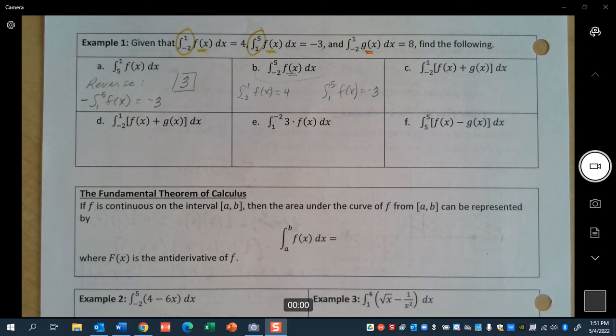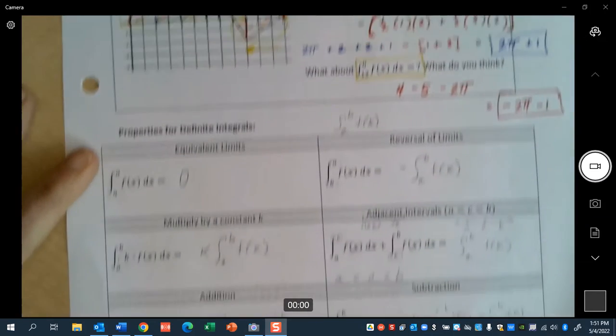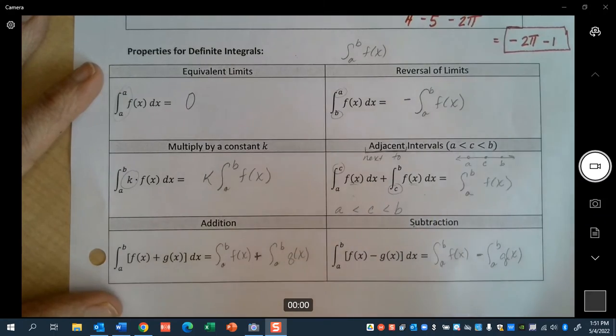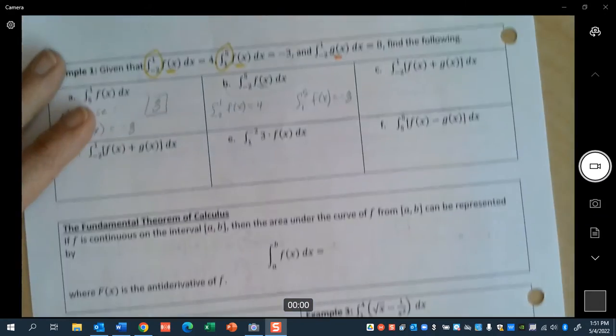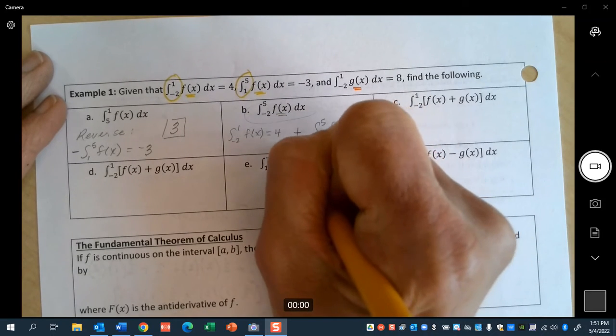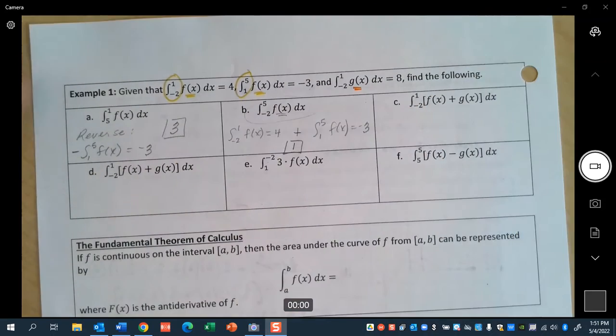What do I do with those two values? What do I do with them? I'm going to add them together. And I get positive 1.